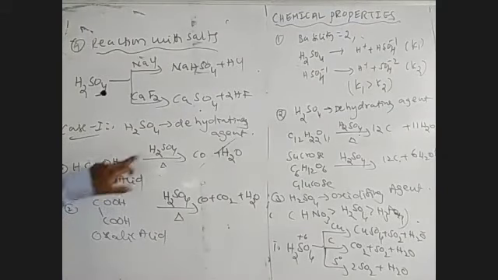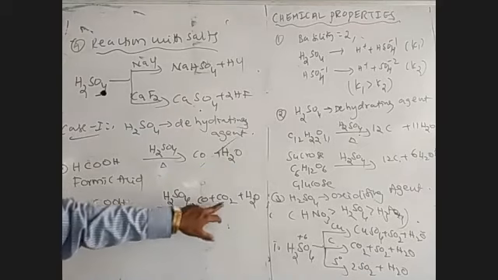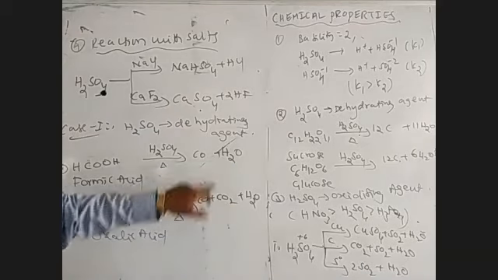Formic acid on strong heating with H2SO4 forms CO plus H2O. Oxalic acid on strong heating with H2SO4 forms CO plus CO2 plus H2O. These are the other properties of H2SO4.